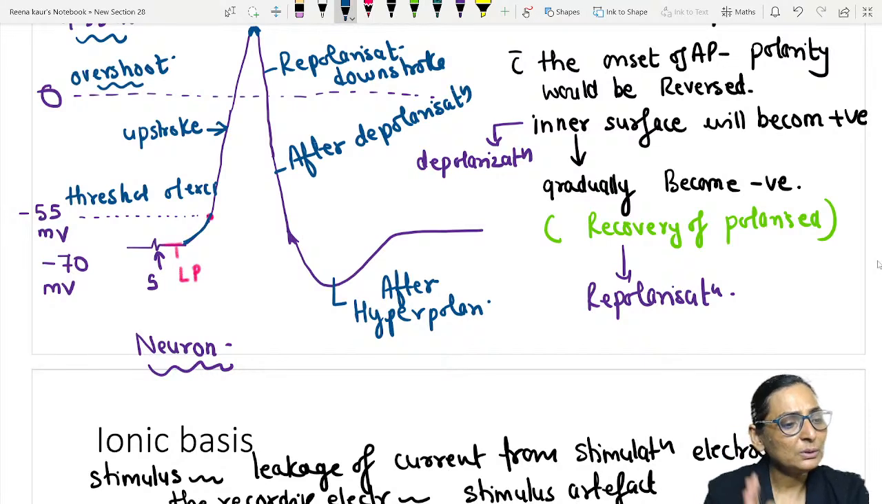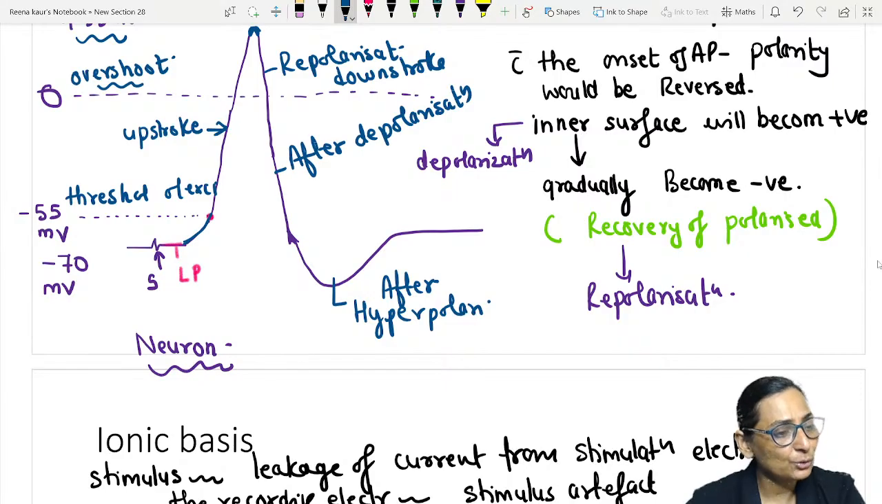That means now taking the polarity back towards its original. That means cell interior should be again negative. The first part of the repolarization is rapid. The later part of the repolarization is a bit slow. Because of the slow continued efflux of potassium, what you get is more negative RMP. This more negative RMP is called as after hyperpolarization. Eventually, the resting membrane potential will be established.